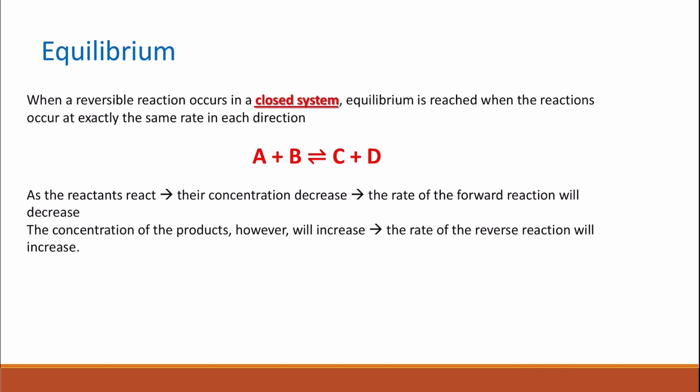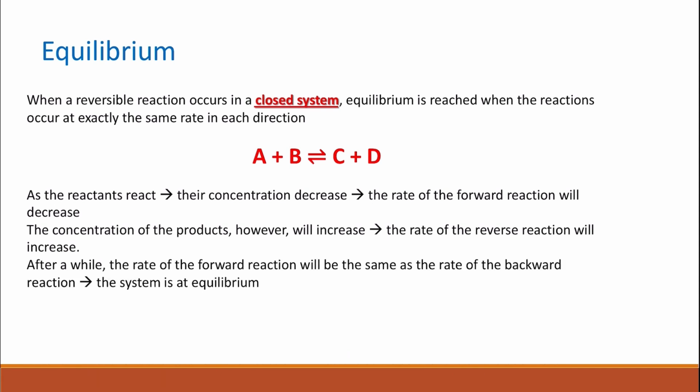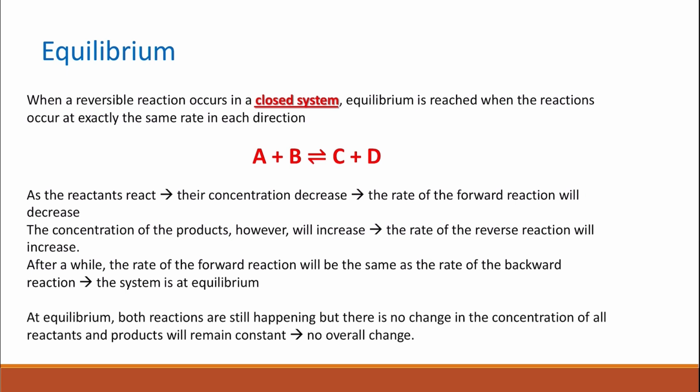That means the rate of the reaction between the reactants, or the rate of the forward reaction, will decrease and the rate of the reverse reaction will increase. That will continue until the rate of the forward reaction equals the rate of the reverse reaction. Then the system will be at equilibrium. At equilibrium, both reactions are still happening, but there is no change in the concentration of all the reactants and products. So there is no overall change.